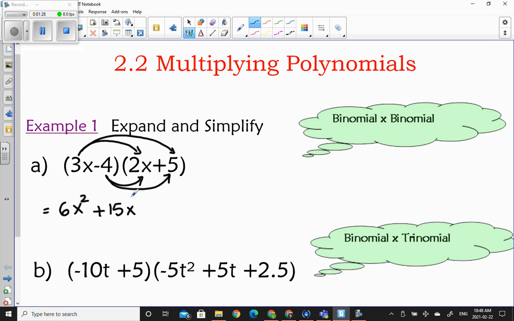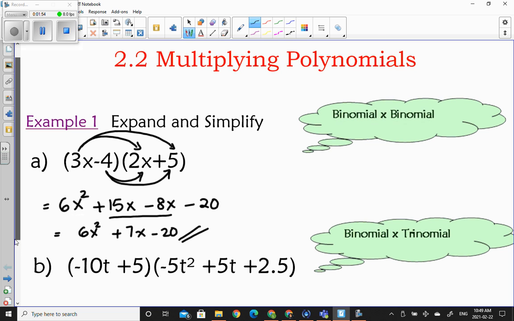Now you're going to multiply negative 4 times 2x, so it's negative 8x, and negative 4 times 5, which is negative 20. Typically in these products, you'll find that the middle two terms are the like terms, so they can be added. So 15x minus 8x is positive 7x, and then you have these three terms which are not like, so you can't add them up, and that is the final answer.